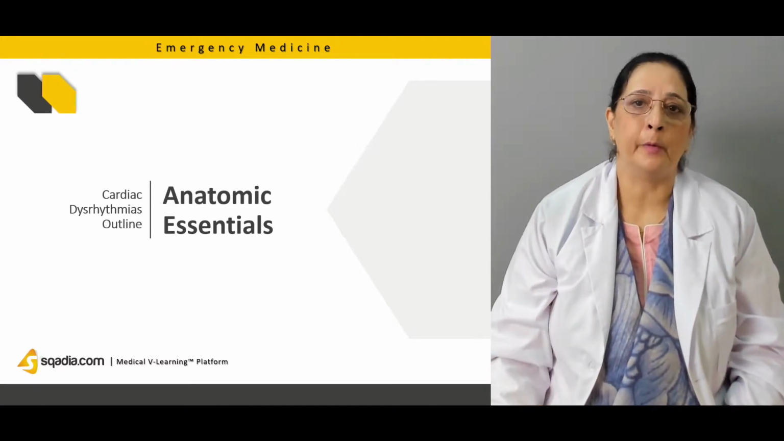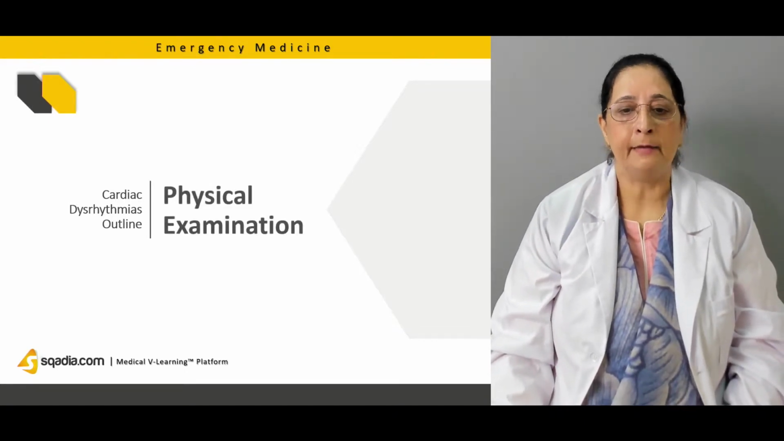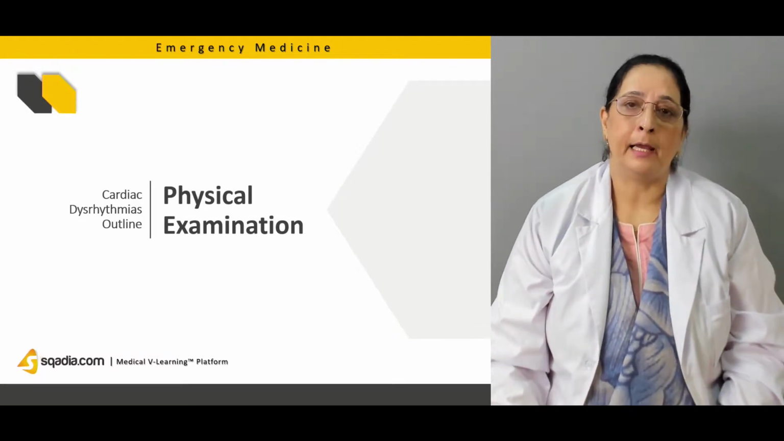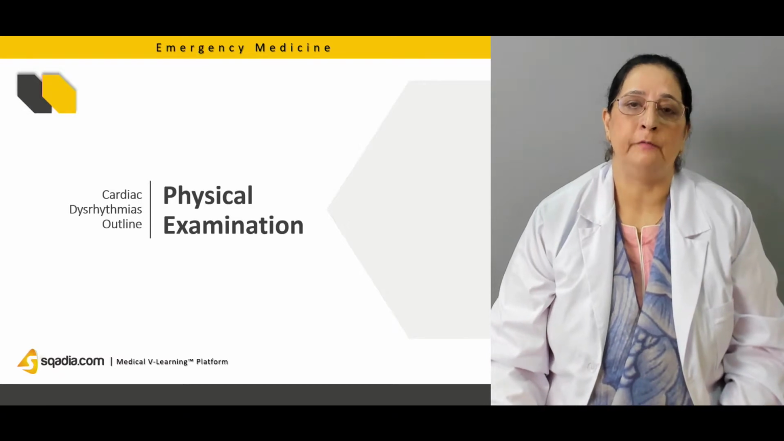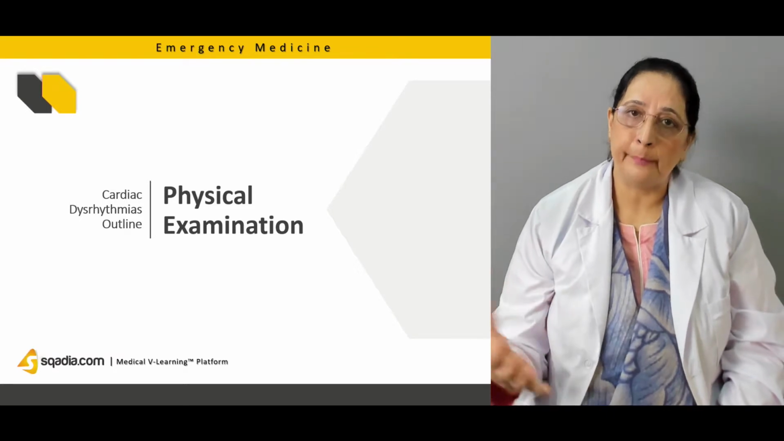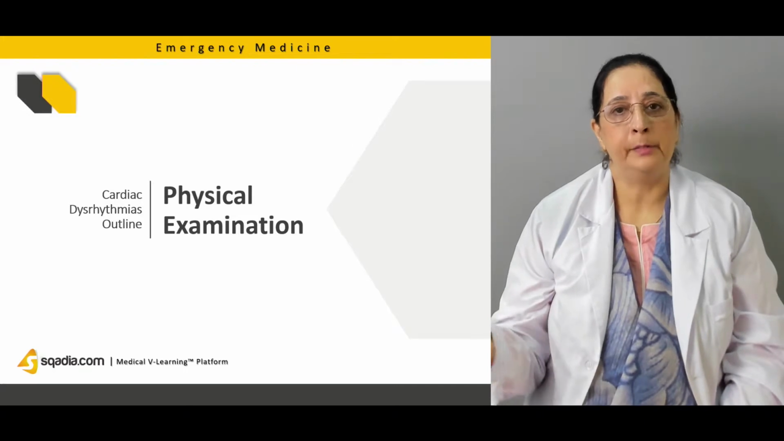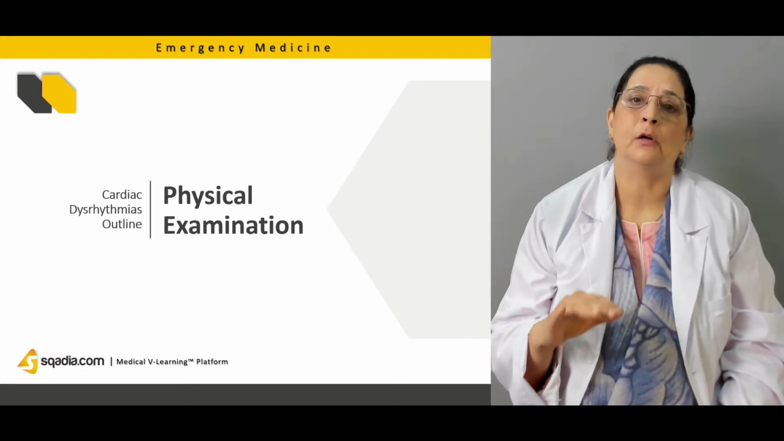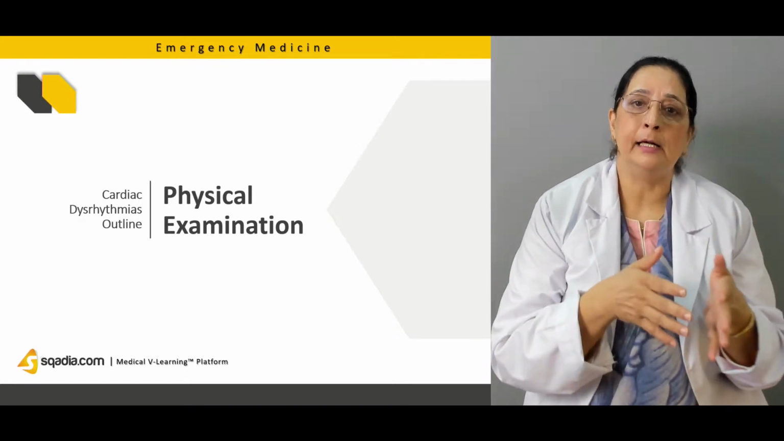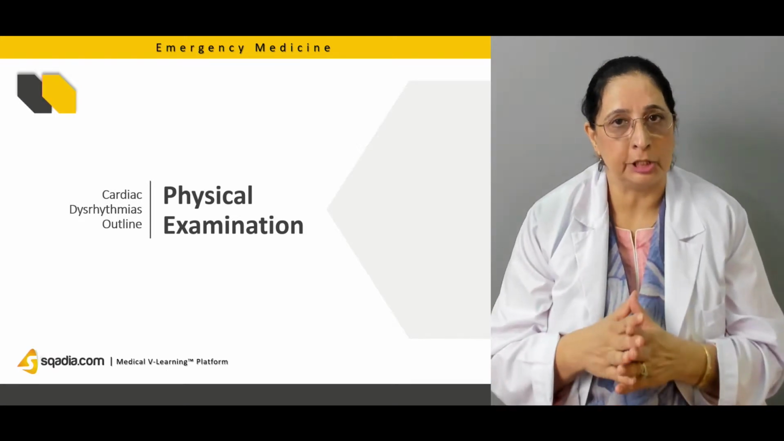So first, anatomic essentials that we will cover in our today's topic. Then we will go over the physical examination of the patient and how we examine the patient with the cardiac dysrhythmias. In this, we will go over the general appearance of the patient and then some systemic examination of the patient. History is very important also as a part of examination. So history, then the general appearance of the patient, and then we will go over the systemic examination of the patient.